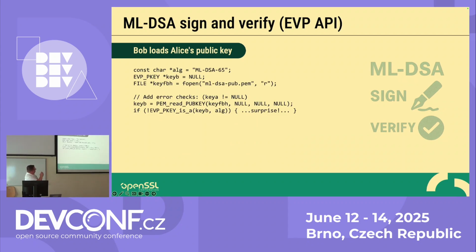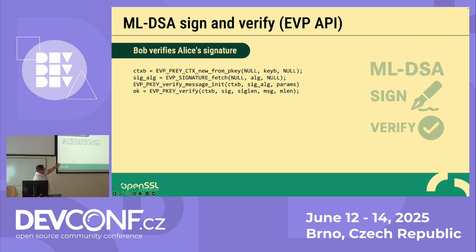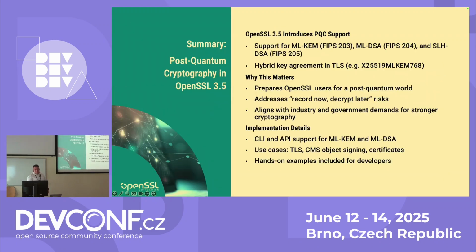We have it signed, and again, Bob will load the public key, and we'll do a similar thing like Alice did. We'll load the key, read the public key, and check that the public key is of that algorithm, because otherwise it doesn't make sense. Then we'll fetch the signature algorithm, and then EVP_PKEY_verify_message_init. It will load the message, the algorithm, and the context, which is finally the public key, and will verify on the last line. And that's all. It was verified.